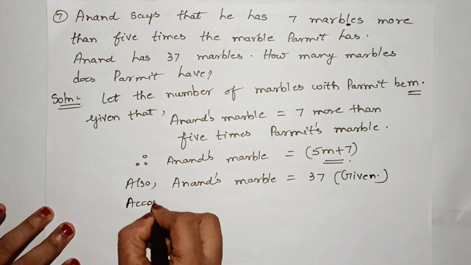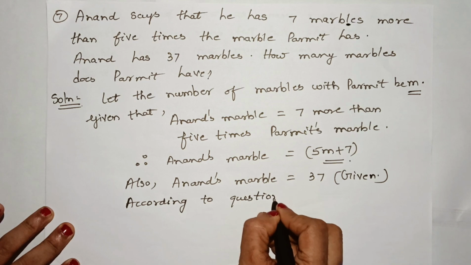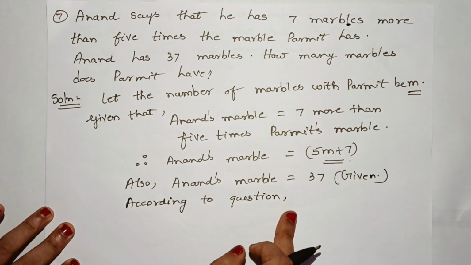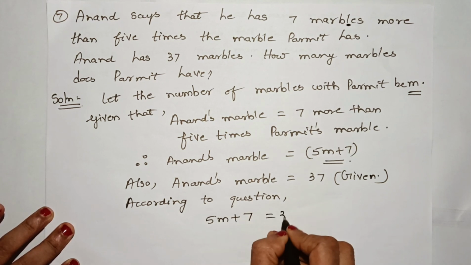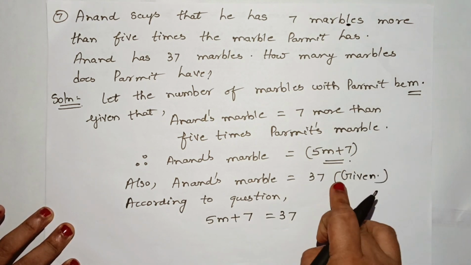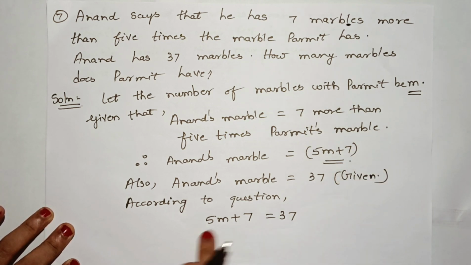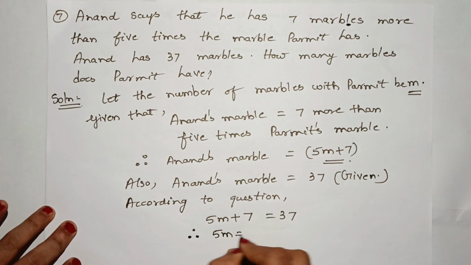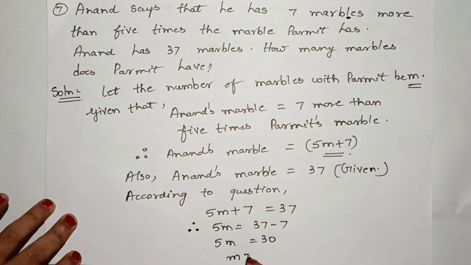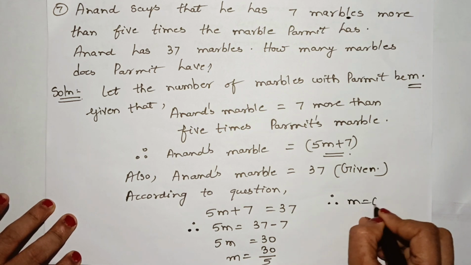Are you understanding? Now, according to the question, you're going to frame an equation. The equation formed is 5m plus 7 equals 37. This is one expression, this is the other expression, and when you club both the expressions, it becomes an equation. Now transposing method. 37 minus 7 equals 30. So m equals 30 by 5. Therefore, m is equal to 6.